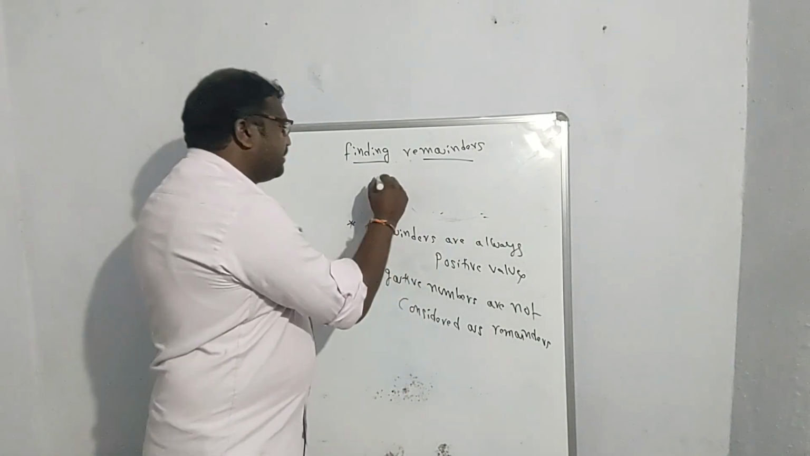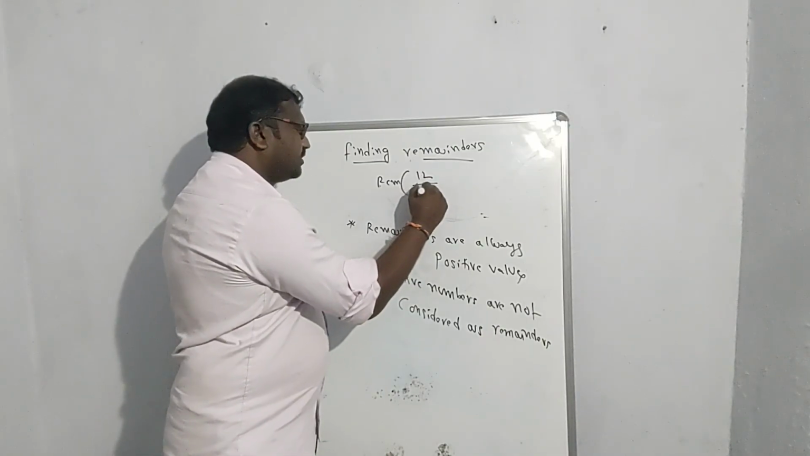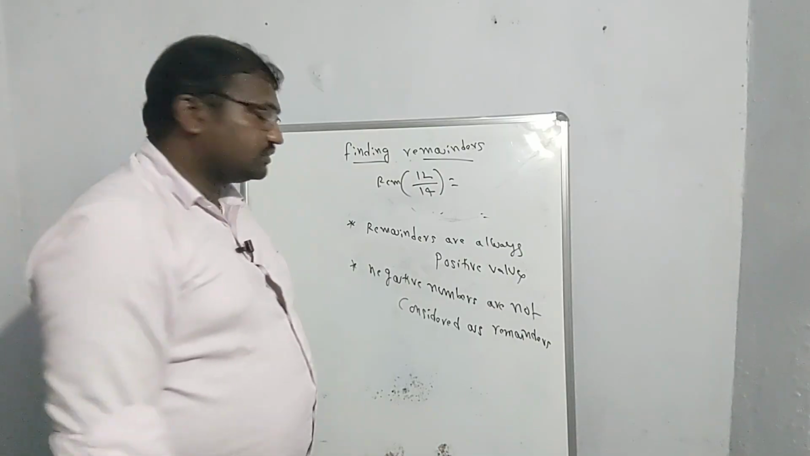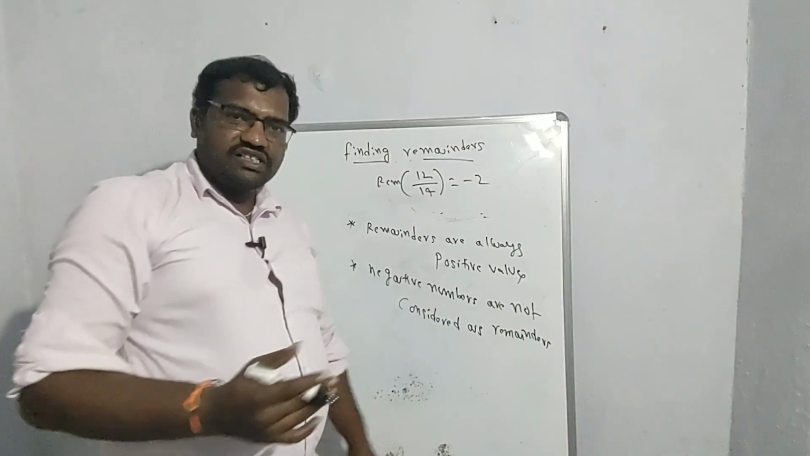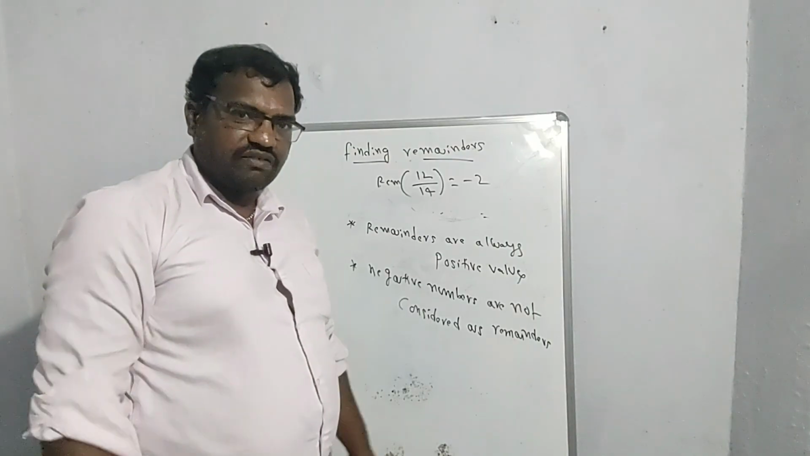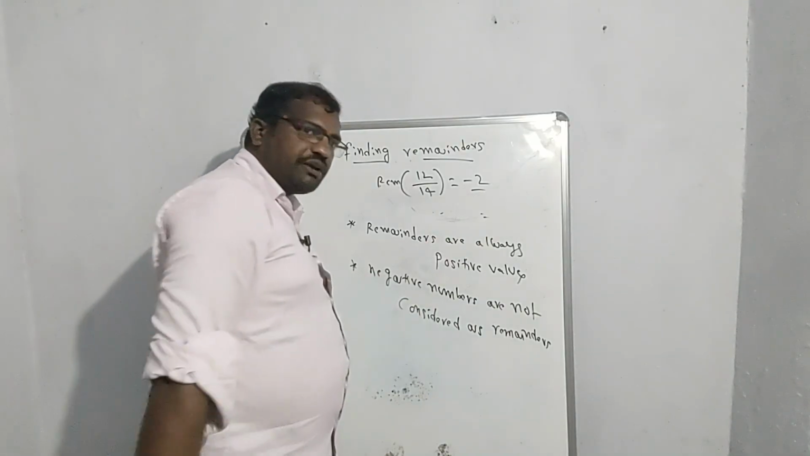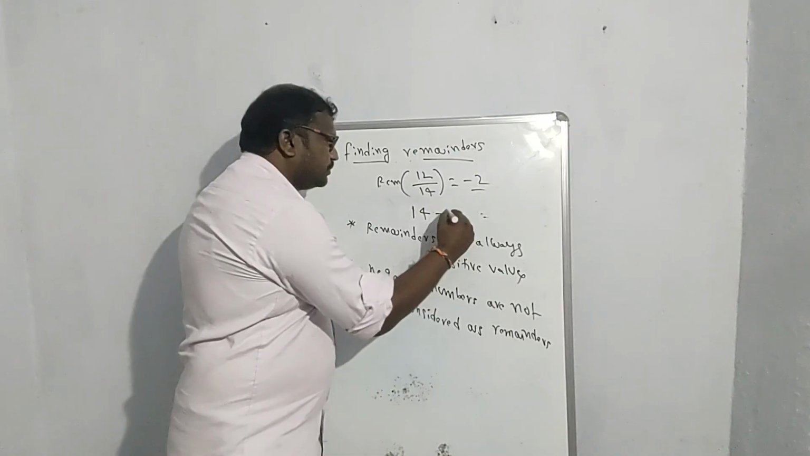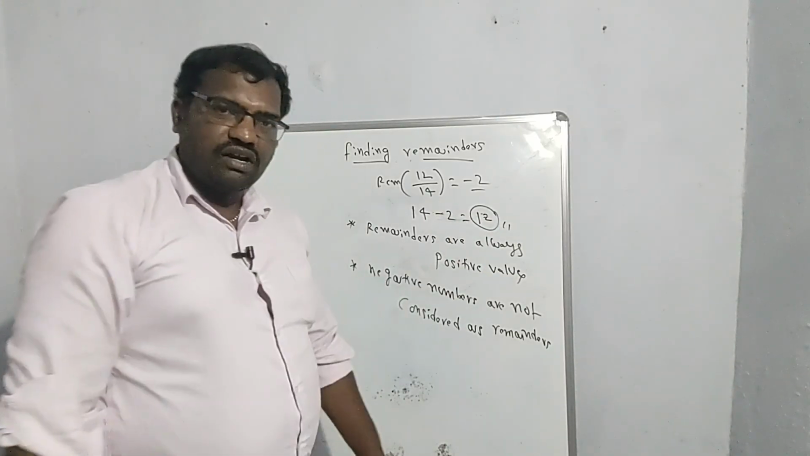Sometimes the remainder comes out negative, for example remainder of 12 by 14. So the remainder is minus 2. Compared to 14, 12 is less by 2. So if it is a negative remainder, then your divisor is 14: 14 minus 2. What is the value? 12. 12 is your remainder.